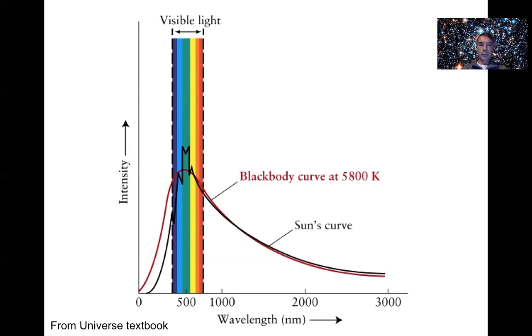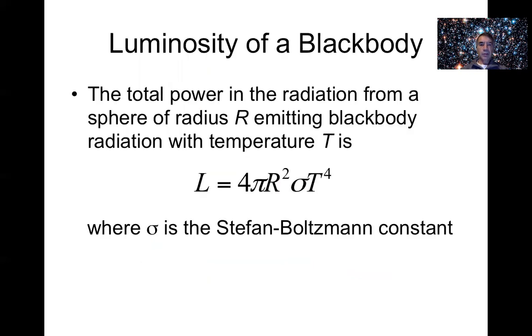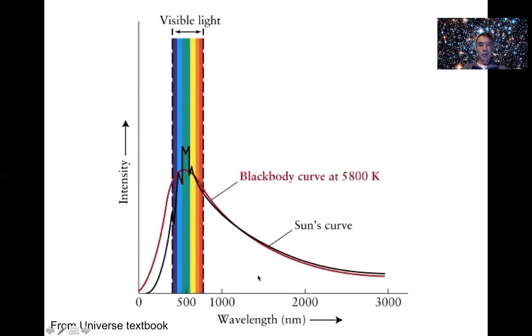Okay, so there is a second concept that comes out of black body radiation. Here we're now going to look at the total amount of energy emitted by a black body. That's really coming from the area under the curve here, and that will bring us back to this concept of luminosity.